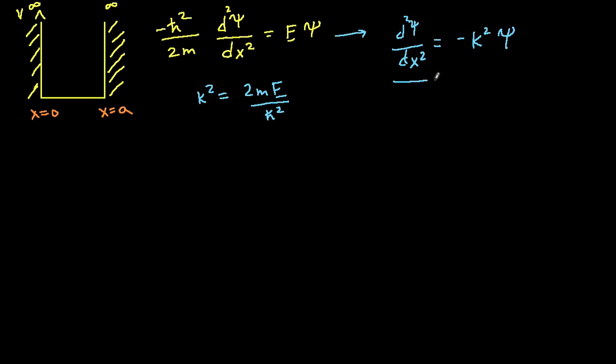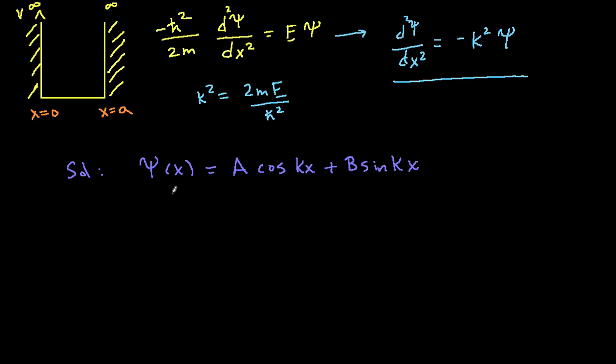You may have seen this in many other problems you've done in the past in physics. The solutions to that equation are sines and cosines. So the general solution to that equation is psi of x is equal to a cosine of kx plus b sine of kx. Okay, let's just check that this works.